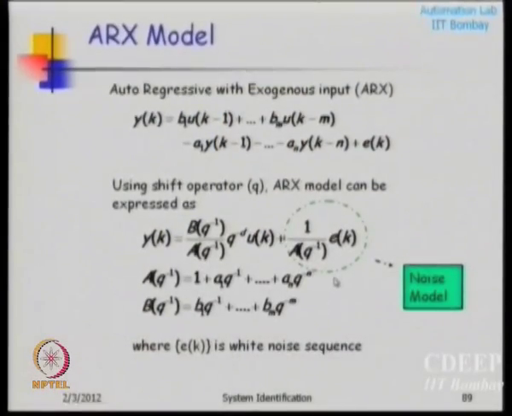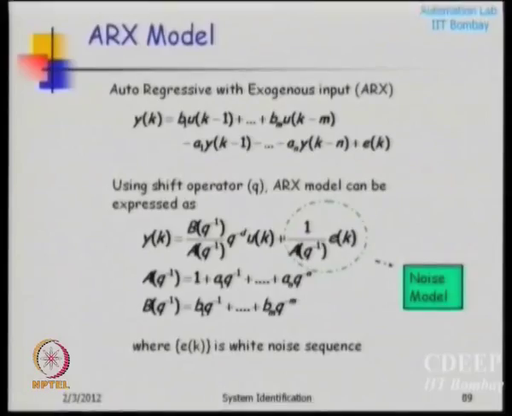If I write this model like this, my noise here is actually modeled as EK passing through 1 upon AQ. Okay, this is my noise model. So this is my VK. What we made sure was EK is a white noise sequence.